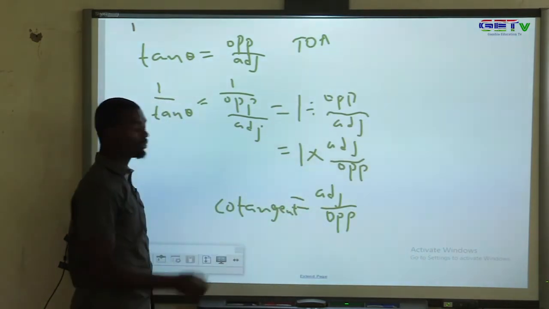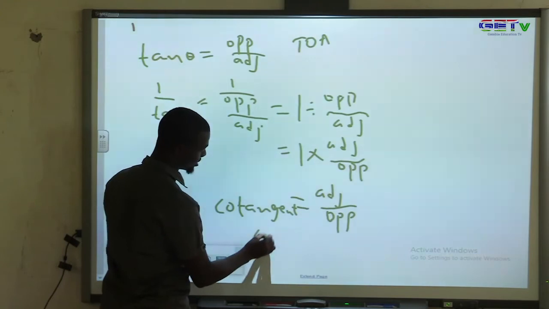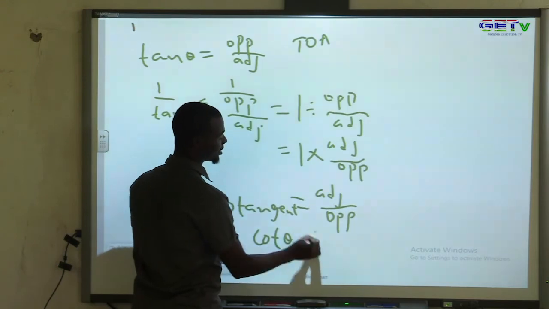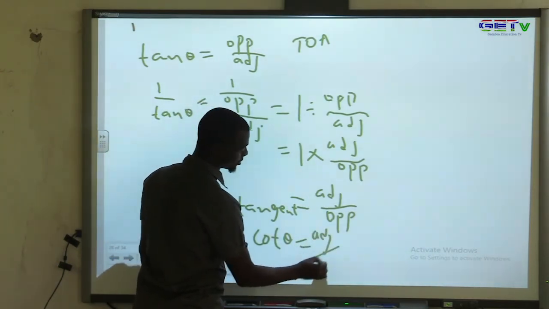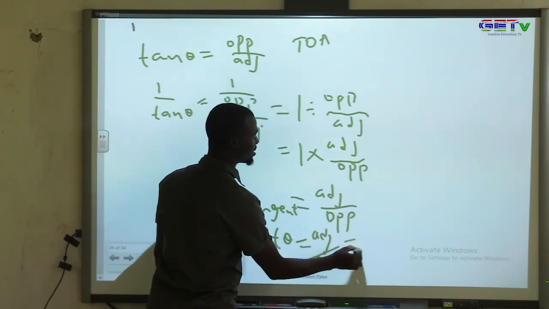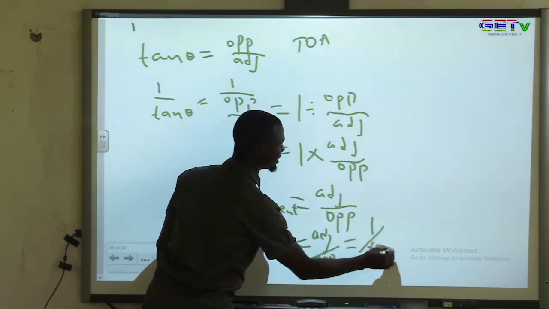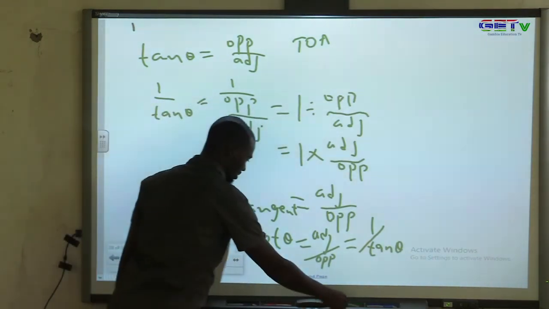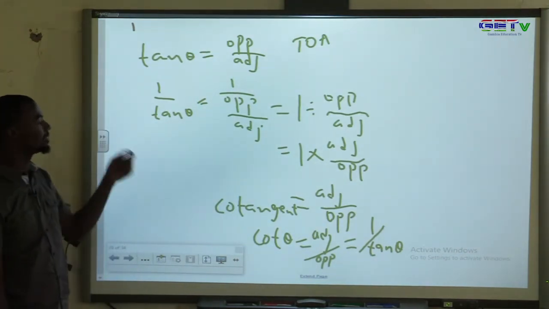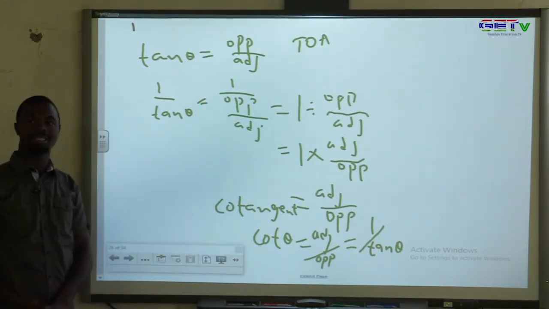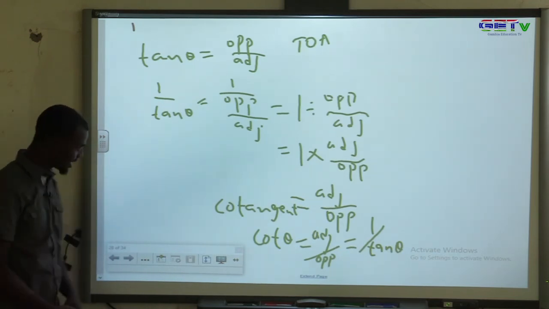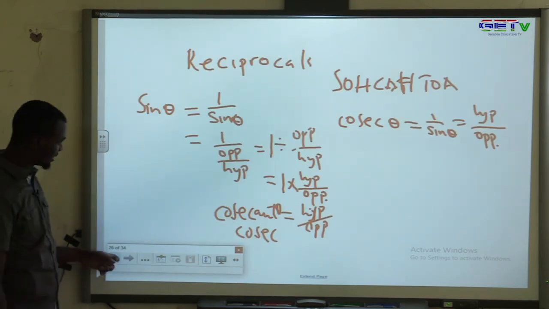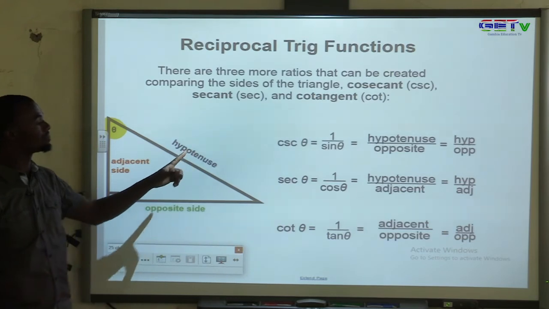Cotangent. The short form of writing cotangent is cot. So cot theta is equal to adjacent over opposite, which is the same as 1 over tan theta, as a reciprocal. So these are the 3 reciprocals. The reciprocal of sine is cosec, the reciprocal of cos is sec, and the reciprocal of tan is cotangent. So we have them here. That is what you have on this slide.